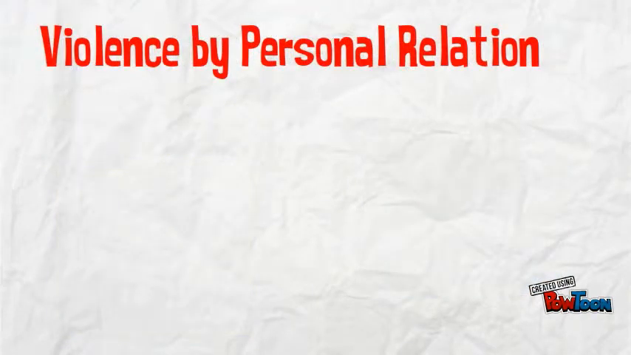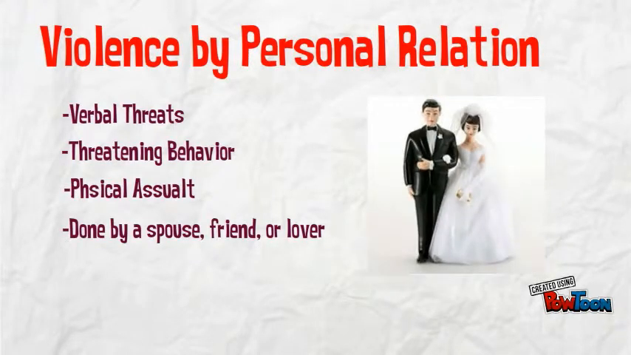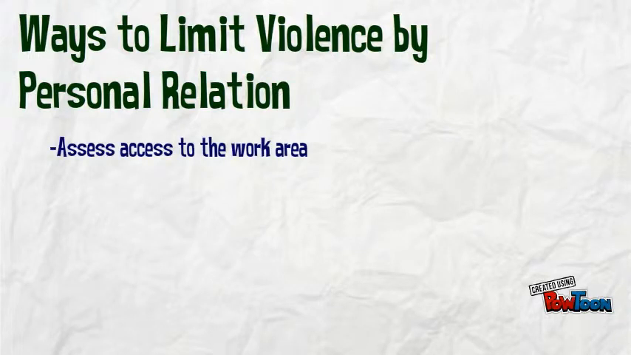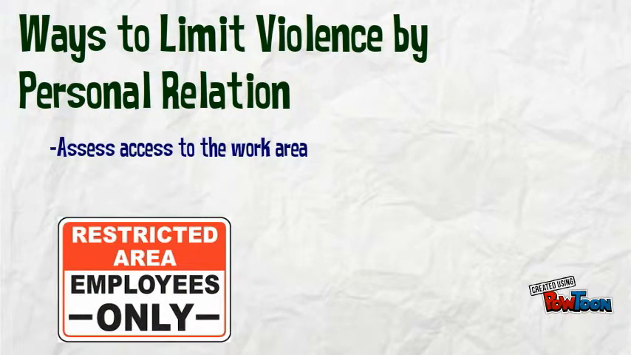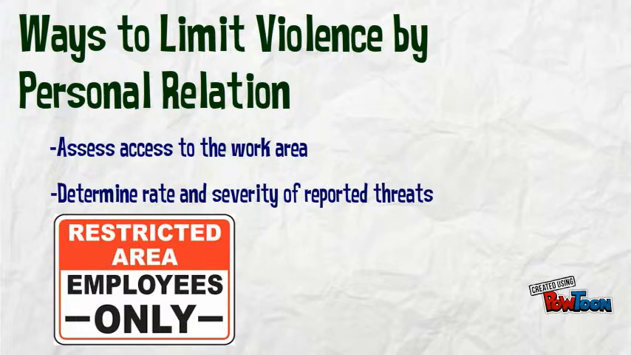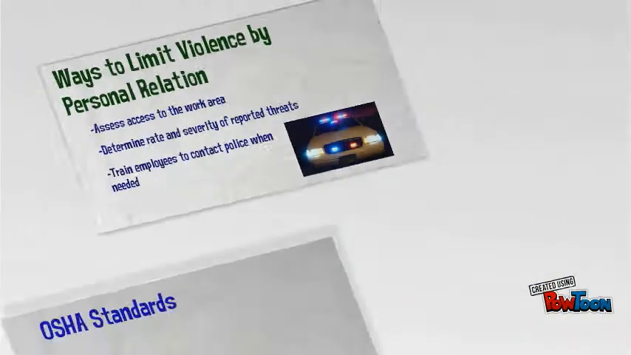The fourth and final type of violence is violence by personal relations. This involves verbal threats, threatening behavior, or physical assault in the workplace by a spouse, friend, lover, or just an acquaintance. A couple of ways you can limit this type of violence are by assessing the access to the work area by non-employees and determining the rate and severity of employee-reported threats which may lead to violence. Also, train your employees to get police involved to remove personal relations from the workplace.